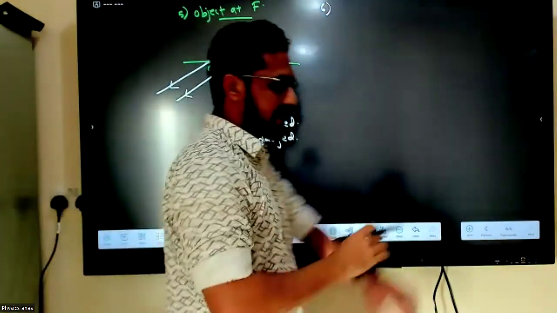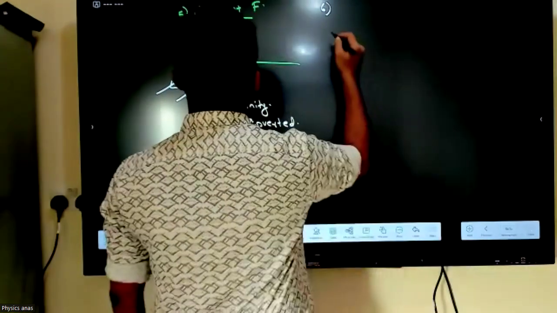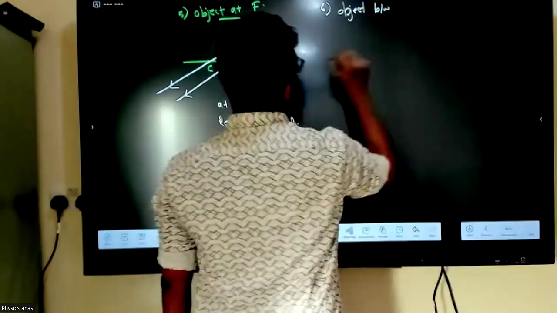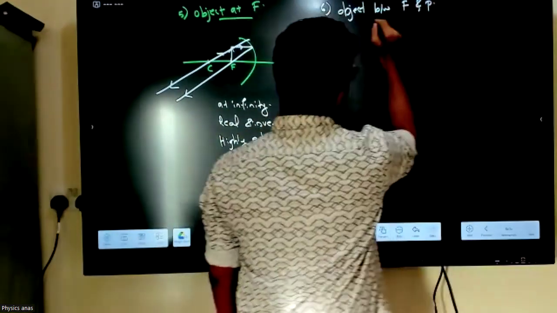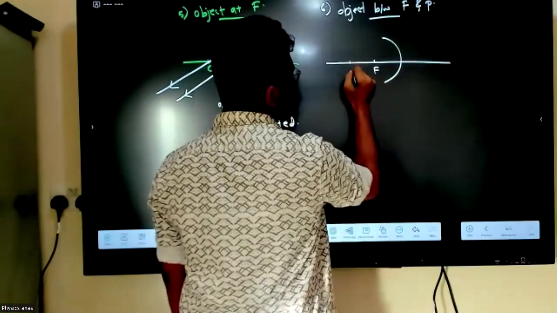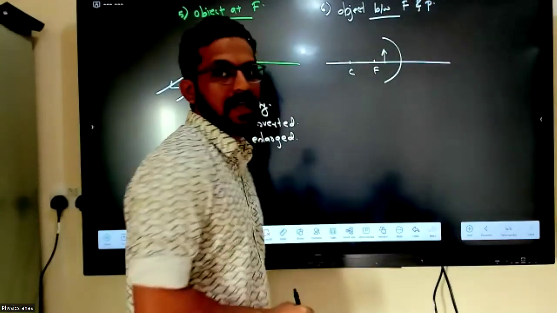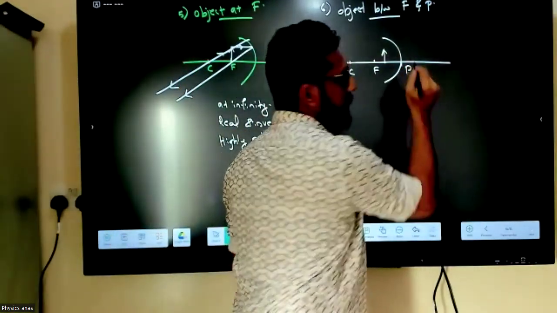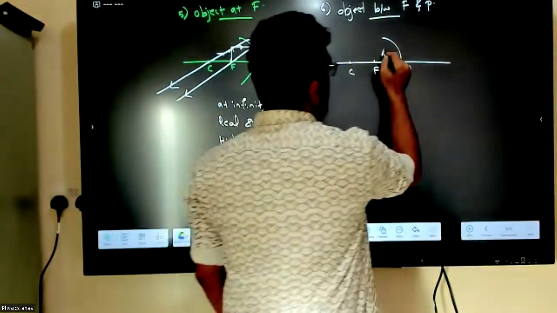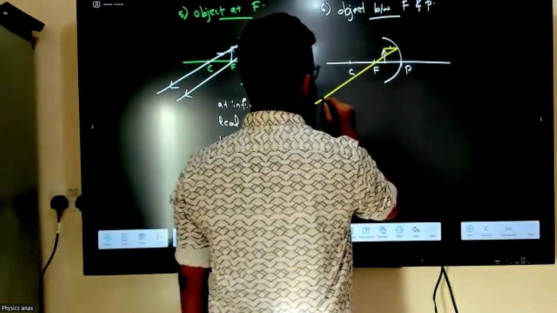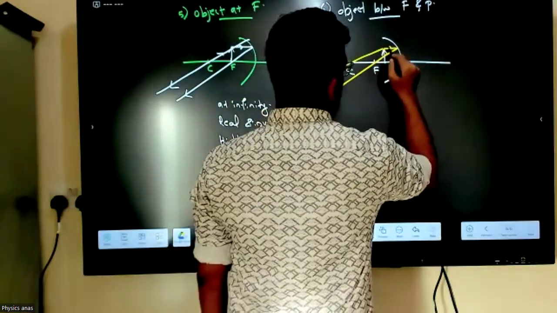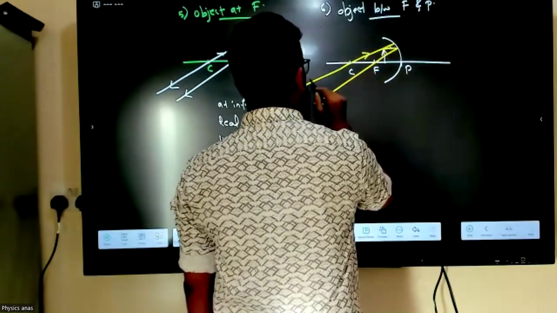Then the sixth one. What is the sixth one? Object is between F and P. Now this is our F, this is our C. The object is now between F and P. Where is P? P is here, right? What will happen to the first light ray? The first light ray is traveling like this, and it is passing through F. And the second light ray, I am drawing like this, and it is going like this.